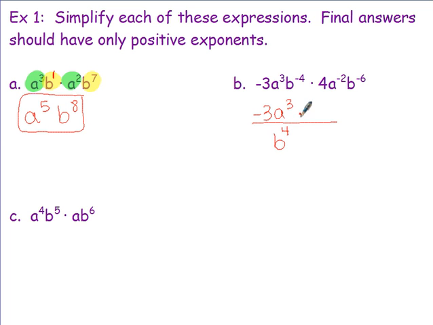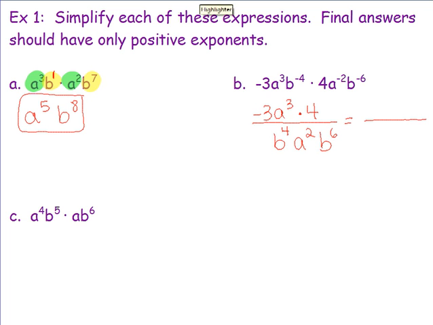This 4 is happy, stays on top. This A is sad, moves to the bottom, changes to happy. This B is sad, moves to the bottom, changes to happy. So now everybody's happy. Third and final step. Is there any like terms? Yes, there are.